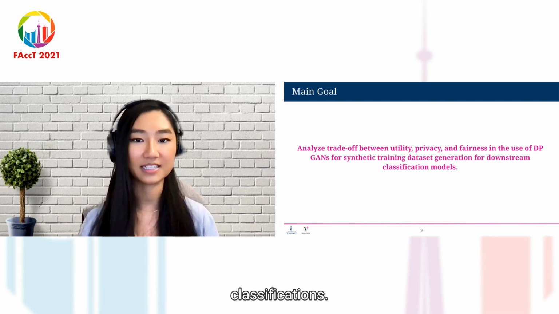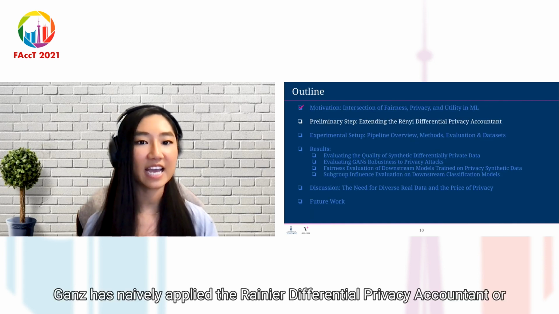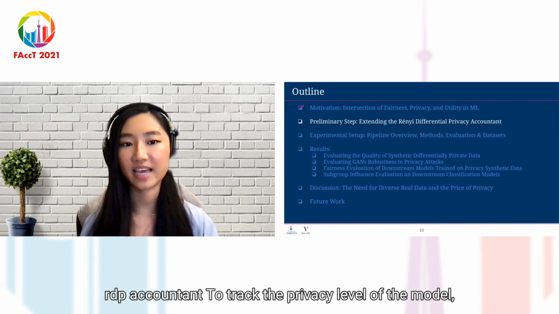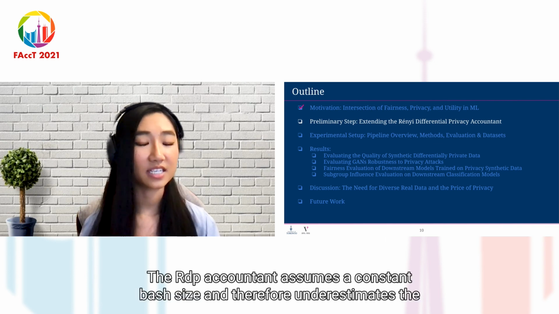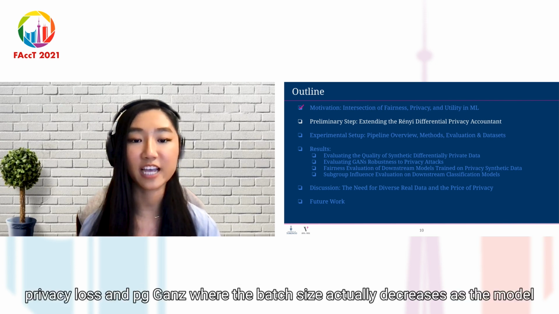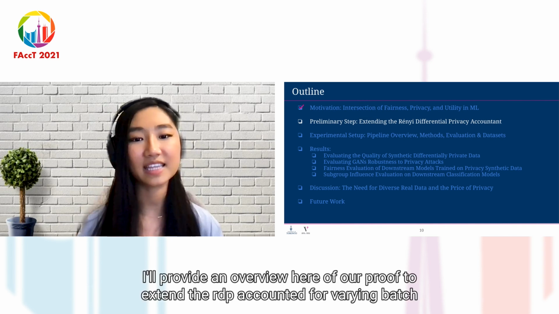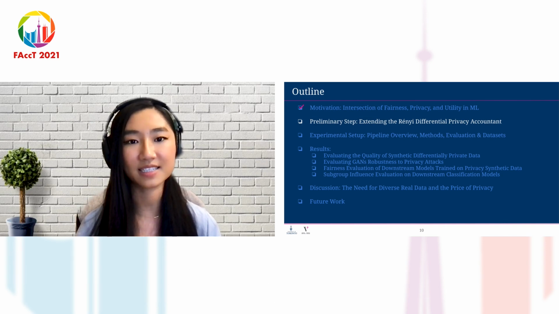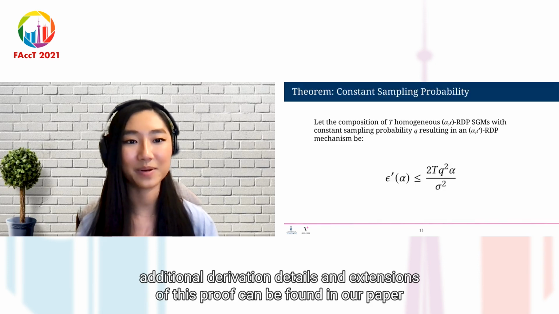in downstream classification tasks. To date, work with DP-PG-GANs has naively applied the Rényi differential privacy accountant, or RDP accountant, to track the privacy level of the model. The RDP accountant assumes a constant batch size and therefore underestimates the privacy loss in PG-GANs, where the batch size actually decreases as the model grows. I'll provide an overview here of our proof to extend the RDP accountant for varying batch sizes. Additional derivation details and extensions of this proof can be found in our paper.